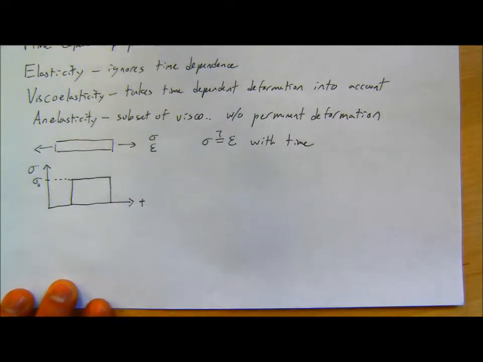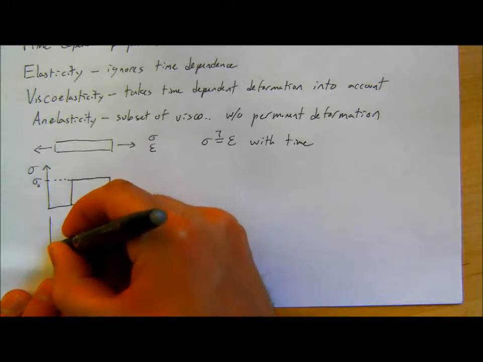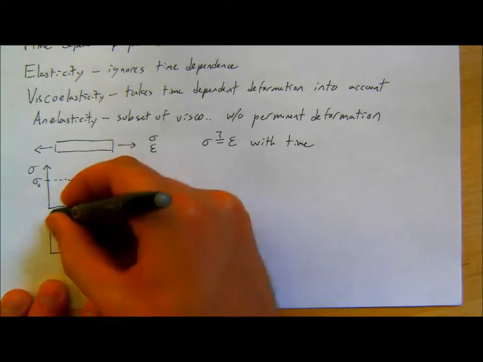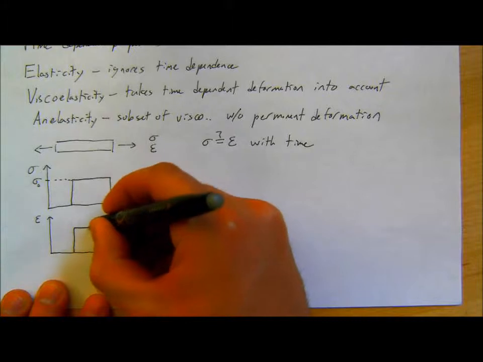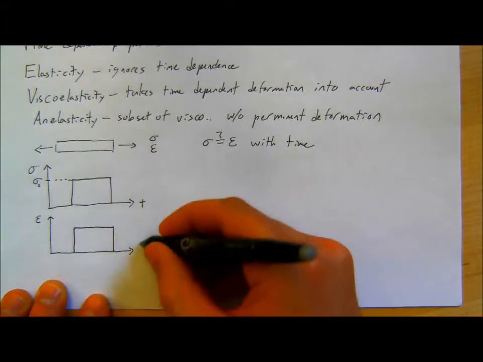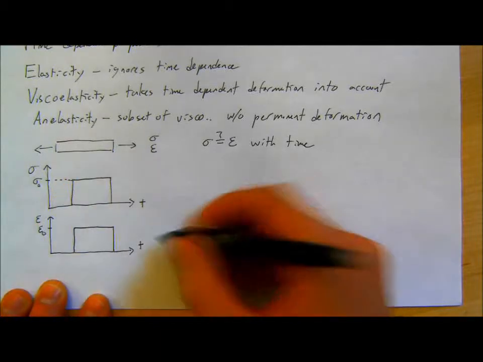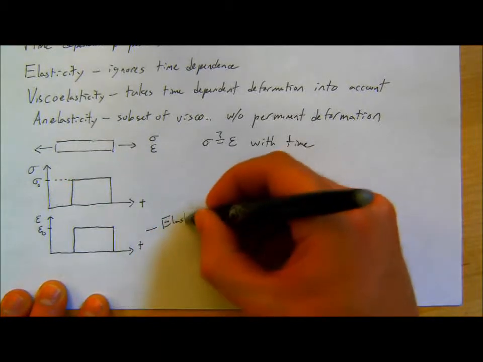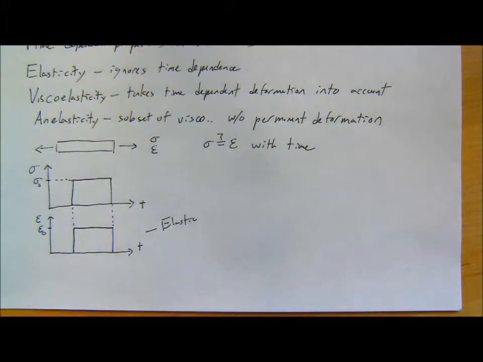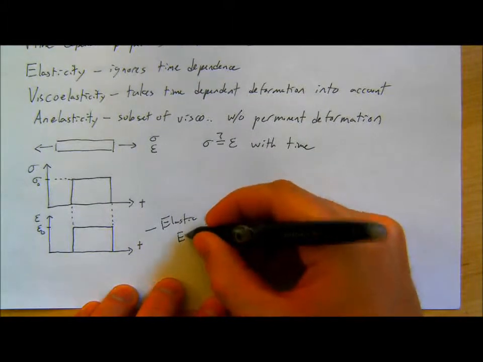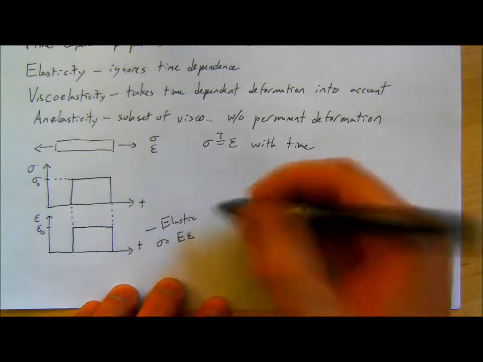I can then say from my elasticity relationships, the only thing I would predict is that I have a corresponding strain that goes up and drops away with time. So I hit some epsilon naught, and this is my elastic behavior. So the second I apply that step load in stress, my strain also instantaneously extends, and then if I hold the material there, it stays at that same strain, and then the second I let go, it drops back down to zero. So that's elastic, and that was our relationship, sigma equals E epsilon. So this was our 1D Hooke's law relationship for just a bar in uniaxial strain.